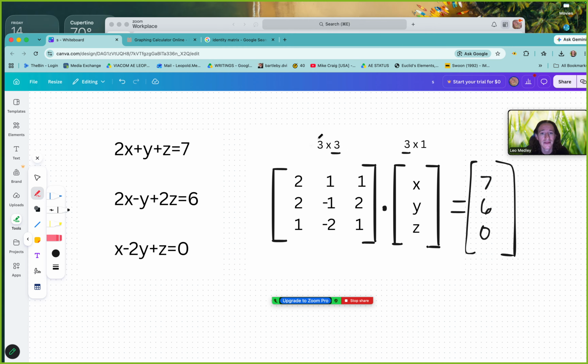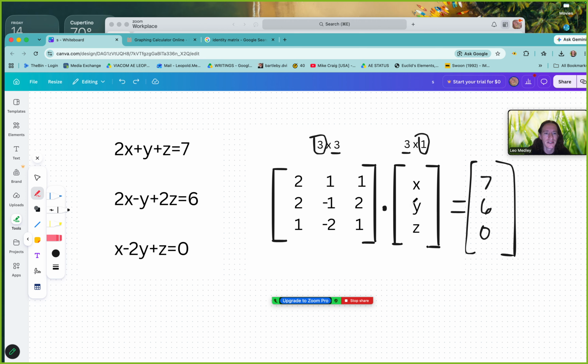And then the outer numbers are going to tell you the dimensions of the new matrix. So the dimensions of the new matrix are 3 by 1, which is what this one is: 3 rows and 1 column. So it's the same thing. You see, we have these matrices being multiplied, and we have systems of equations. But it's the same thing.